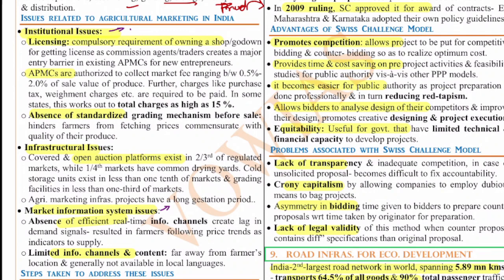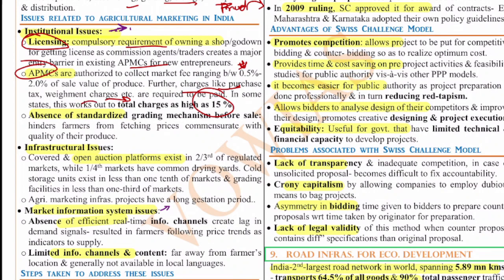So just remember this. From institutional point of view, if you see in the APMCs, the APMC is one major issue, because the licensing, especially the compulsory requirement of owning a shop or godown for getting a license, creates a major issue, and it's an entry barrier for new entrepreneurs. Also, the APMCs are authorized to collect market fee ranging between 0.5 to 2%, which is very high. Also, the market charges like the purchase tax, payment charges, etc. are required to be paid. So overall, the amount paid is about 15% by the farmers.